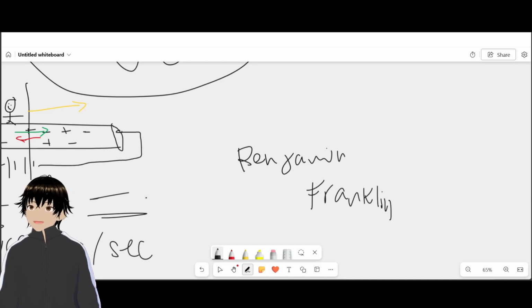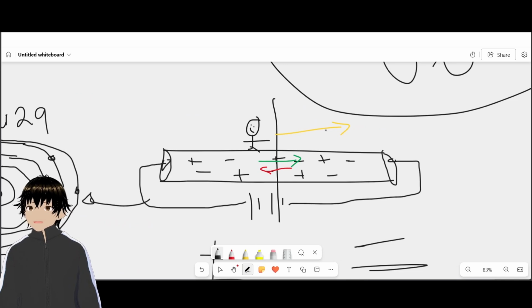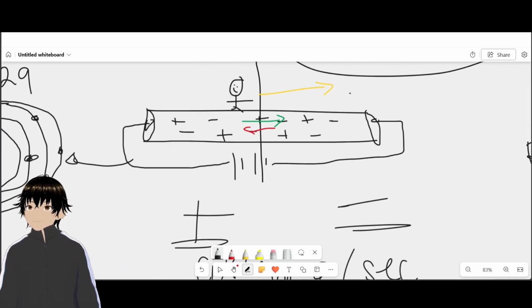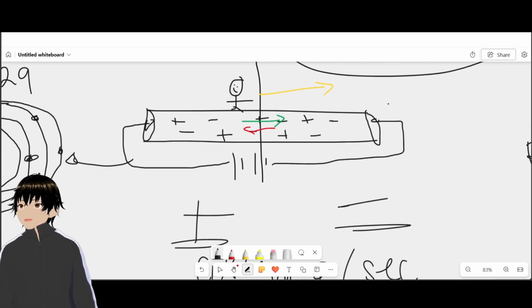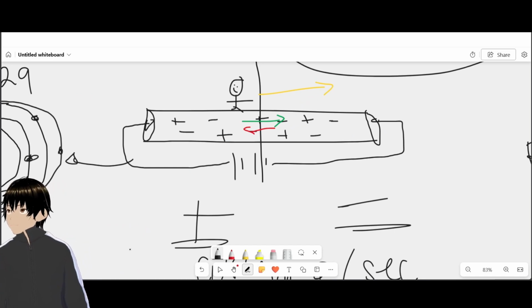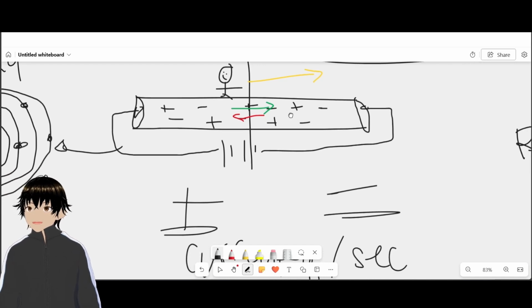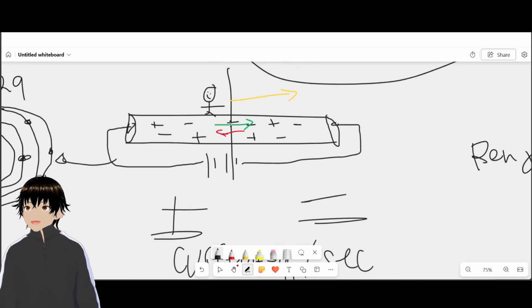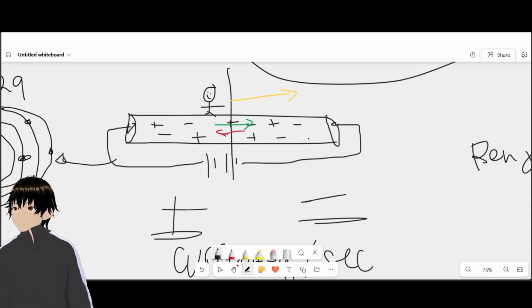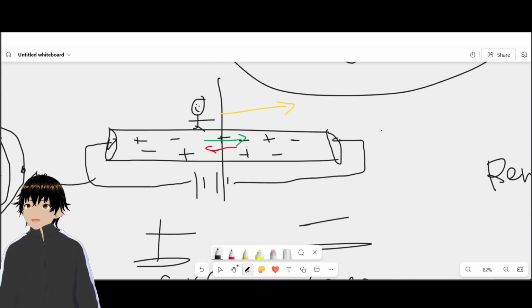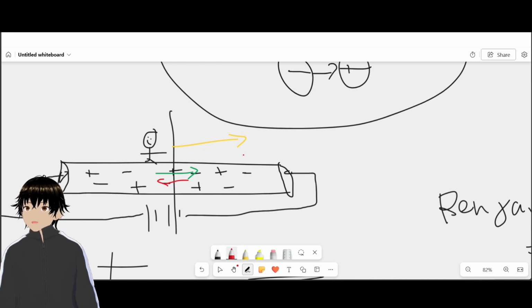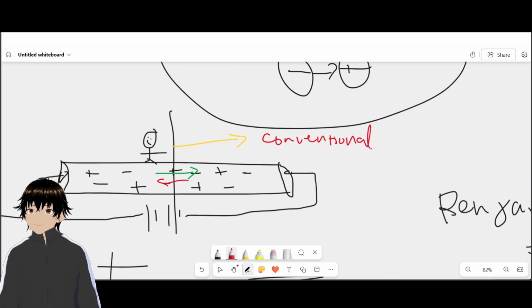He's basically the one who conceptualized that the current is always going to be to the right. It's always going to be to the right, because the positive charges go to the right side because there is a negative charge right here. So they both attract each other. That's going to be called the conventional current.